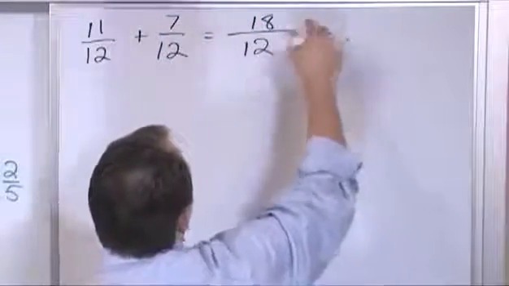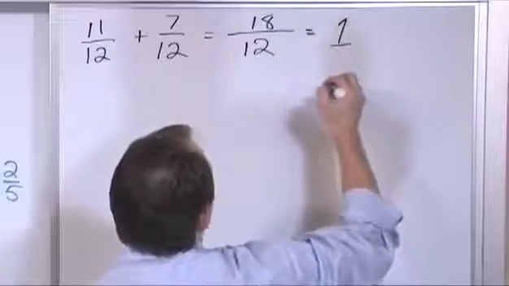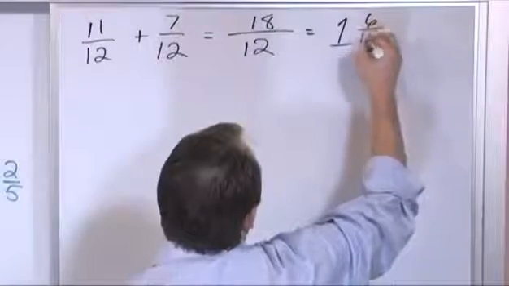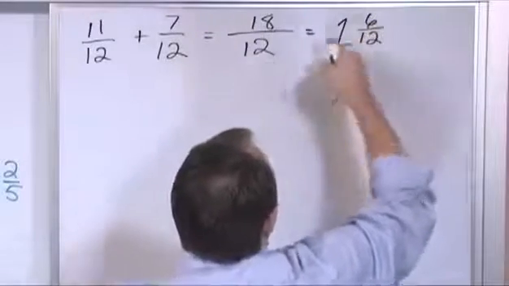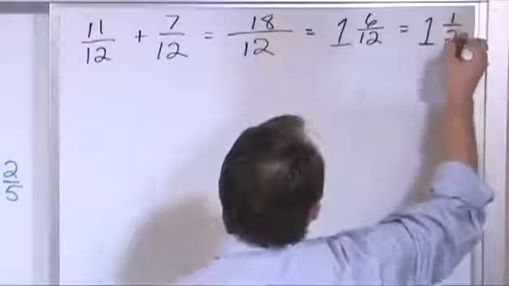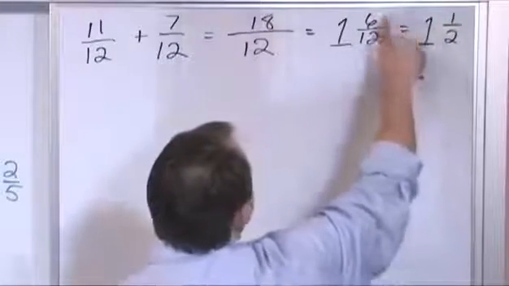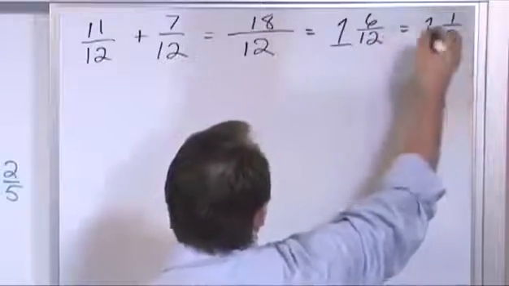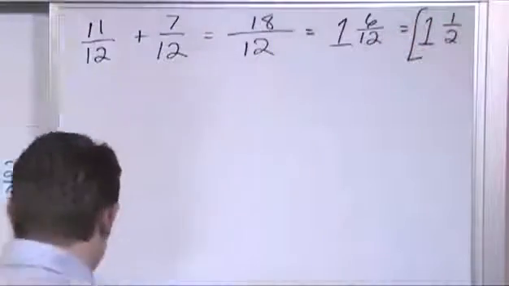How many times will 12 go into 18? It'll only go one time. The remainder is going to be 18 minus 12, which is 6, and you write it over 12 like this. 6/12 is going to reduce to 1/2. And the way you get from here to here, you divide the top by 6 and the bottom by 6. 6 divided by 6 is 1, 12 divided by 6 is 2. So this is the final answer, 1 1/2.